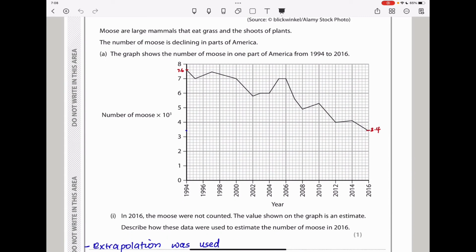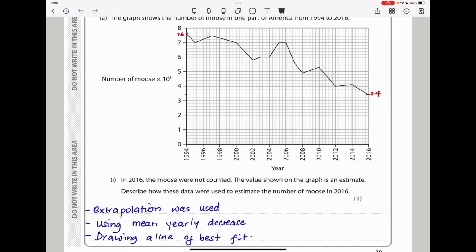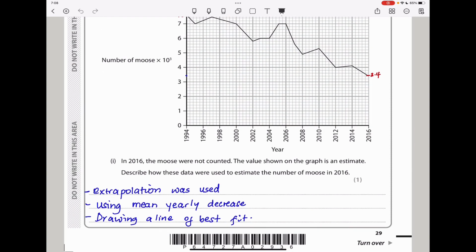We have on the vertical axis the number of moose times 10 power 3, as we can see. And on the x-axis, we have the years. For my estimate, it was about 7.6 times 10 power 3 to about 3.4 times 10 power 3. The first question states, in 2016, the moose were not counted. The value shown on the graph is an estimate. Describe how the data were used to estimate the number of moose in 2016.